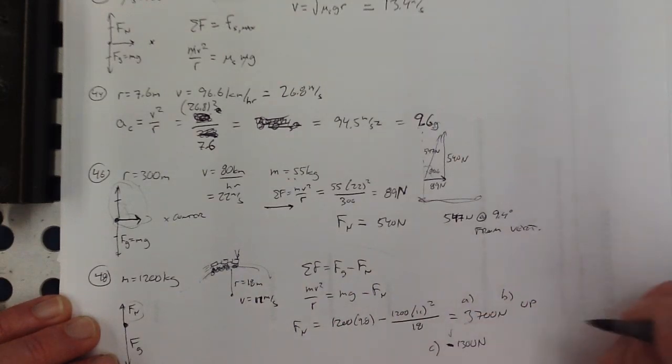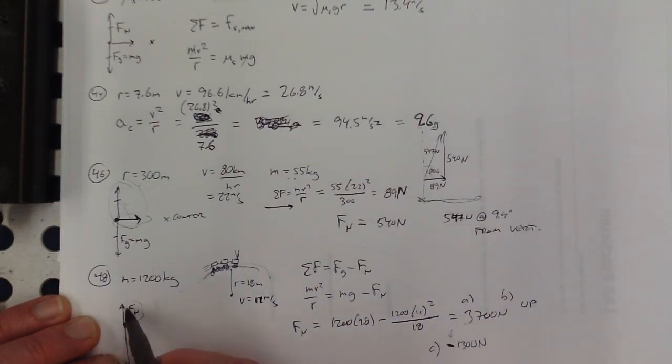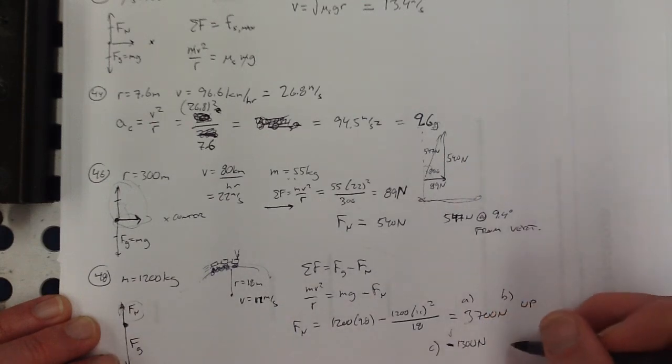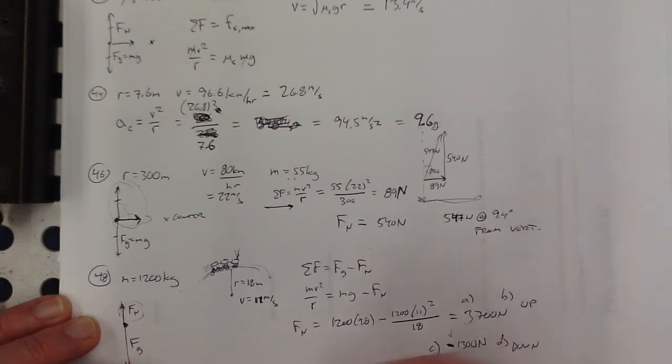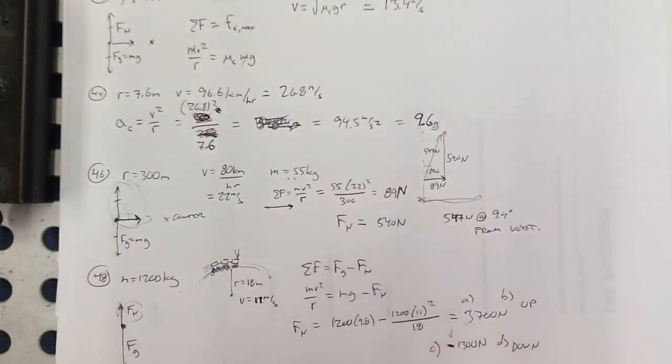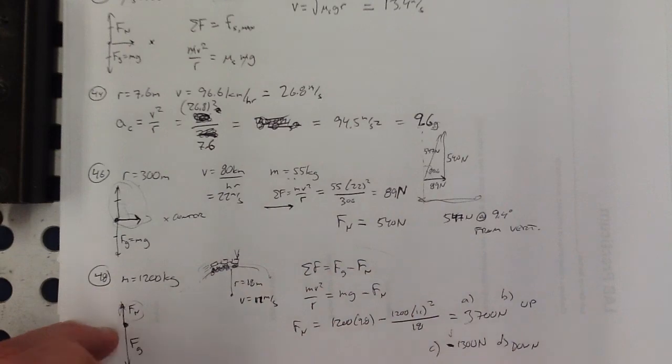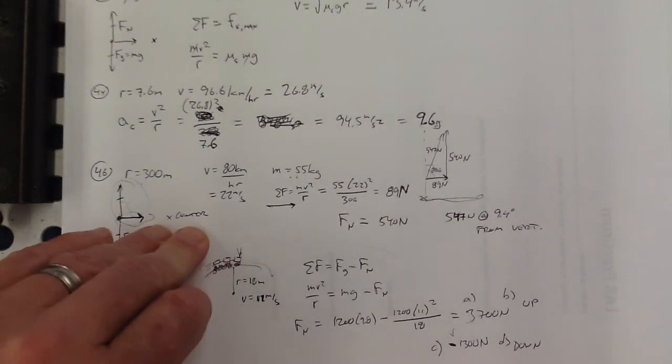So what does that minus sign mean? It means my assumption that the normal force was up was incorrect. So this means that the normal force is actually down, that the track has to be pulling down on the car to hold it in that turn. All right.